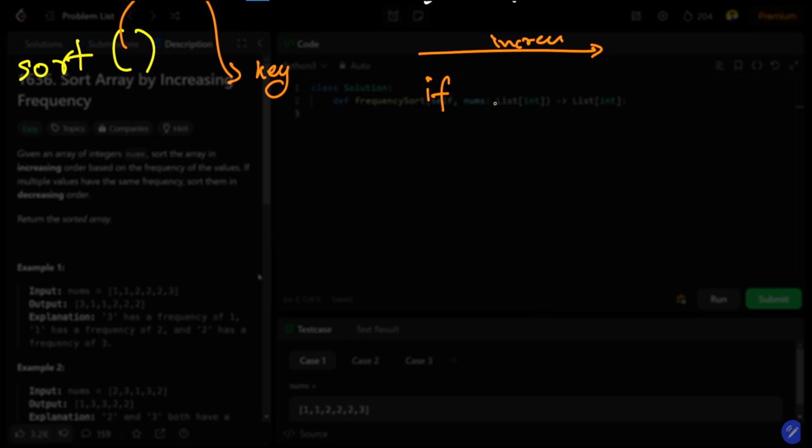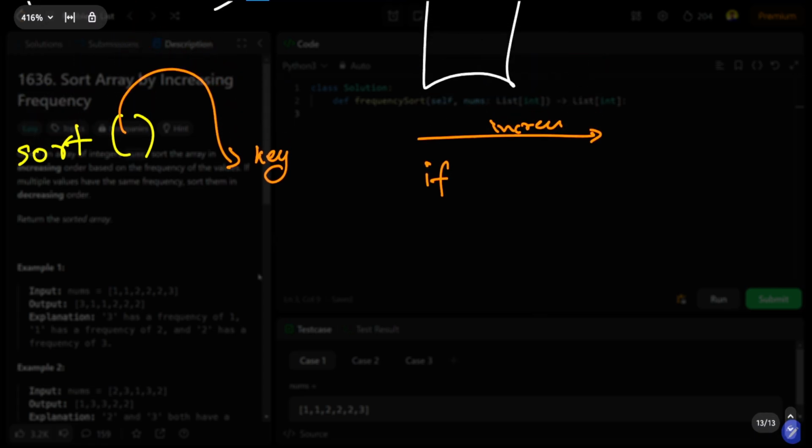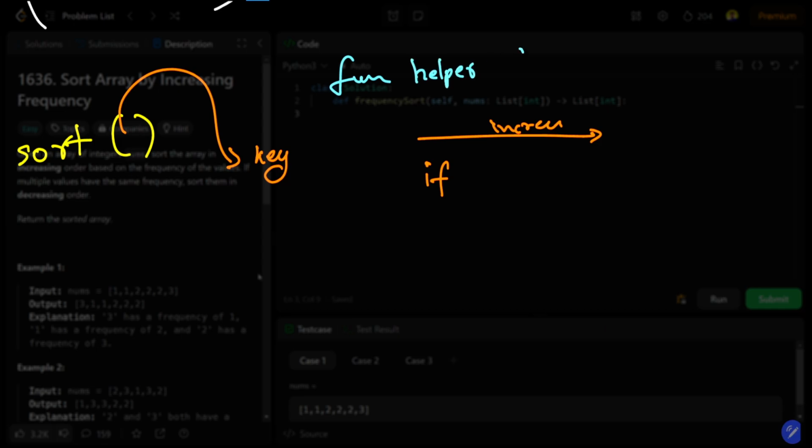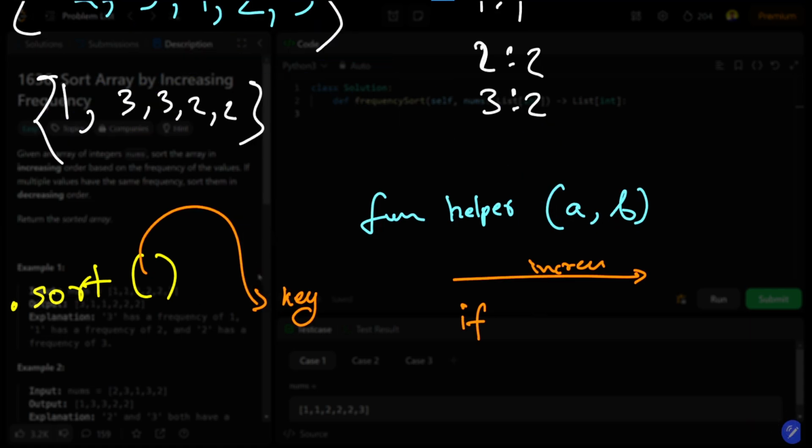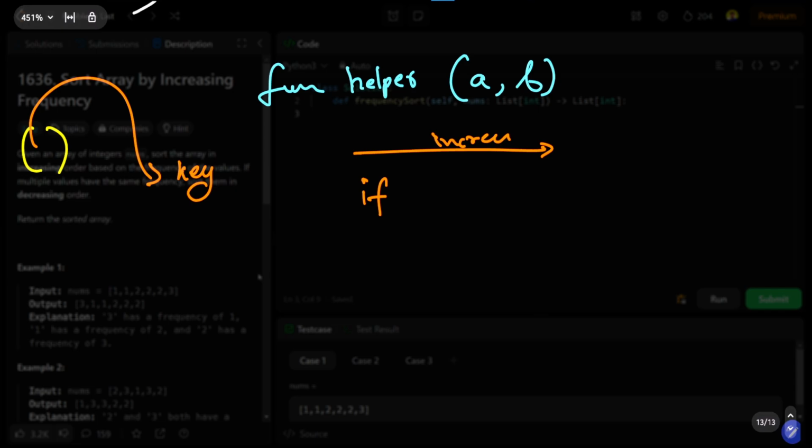That means if I pass A and B in this function, let's say we have some helper function. Here it will be receiving two values, A and B. Whenever a comparison is done, these two values are passed over here. Now we need to do the sorting in increasing order for this case.